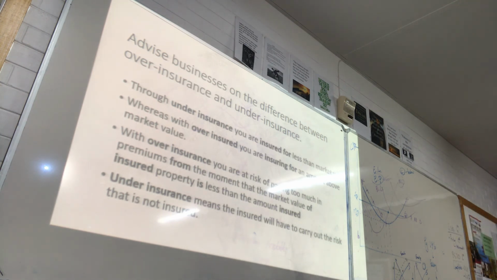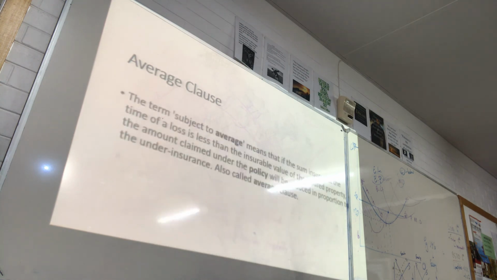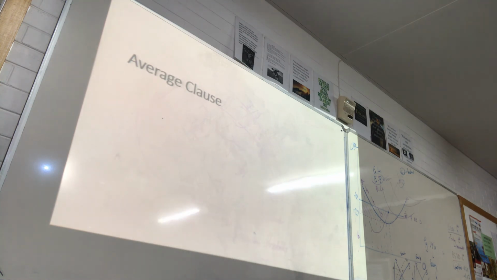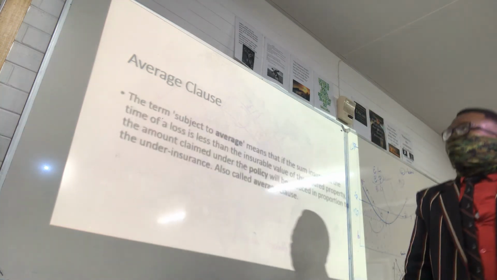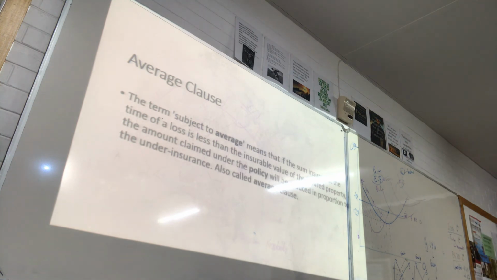Average clause is the term. Before I actually put up the definition, did you guys read what the average clause was? No? Okay, let's go for it. The term subject to average means that if the sum insured at the time of loss is less than the insurable value of the insured property, the amounts claimed under the policy will be reduced in proportion to the underinsurance, also called the average clause.